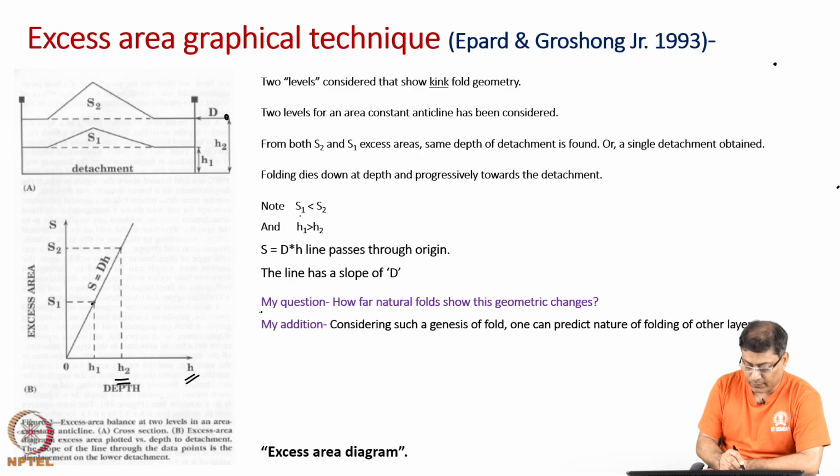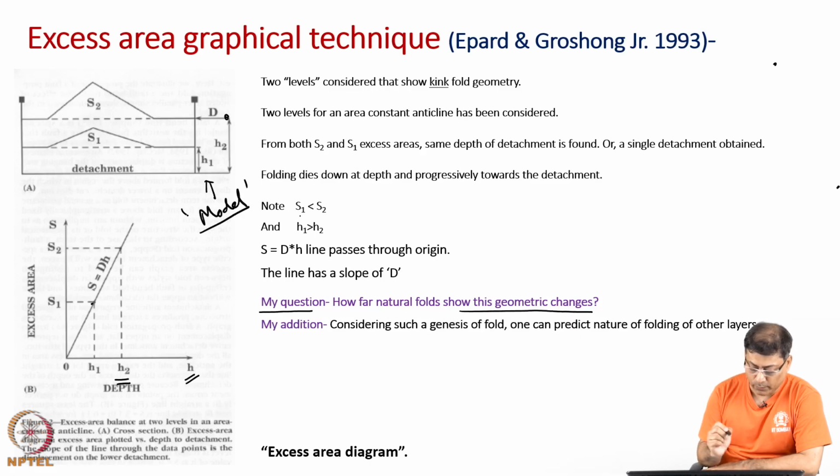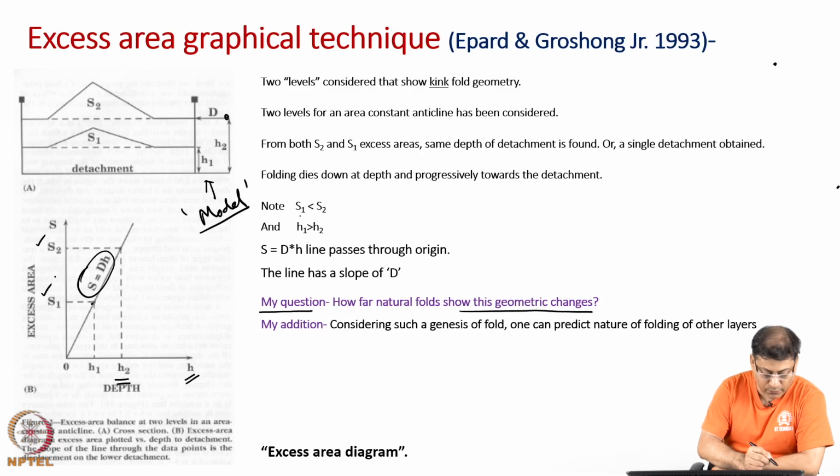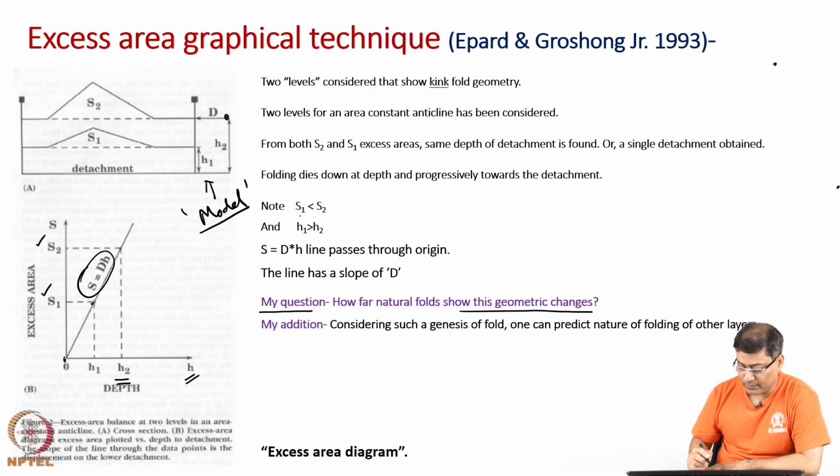I put forward a question: how far do the natural folds show these geometric changes? We fully recognize that this is a model, and it will be interesting to find out the real folds, their profiles, and whether this perfect match holds, that the S equal to dH line drawn from S2 data and S1 data are collinear and that they pass through the origin 0 0. Does it really happen with the fold? Note the equation, capital S is equal to D multiplied by H.